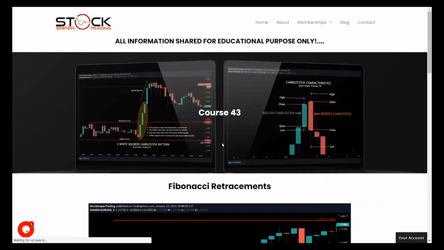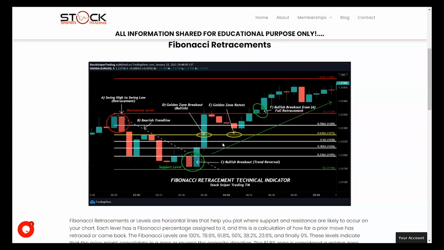Okay, so I'm on course 43. I'm going to go over, guys, Fibonacci retracements. So you probably have seen these, or maybe you're not familiar with them. Some of you guys are familiar with them. So it doesn't matter what level you are. If you've never seen these before, or if you're an advanced trader with these, then we'll take it slow. We'll get through it. And then if you guys have any questions after, I'll answer those.